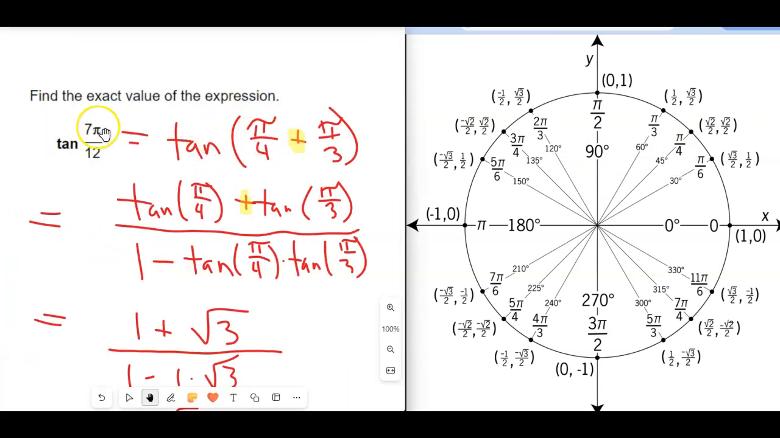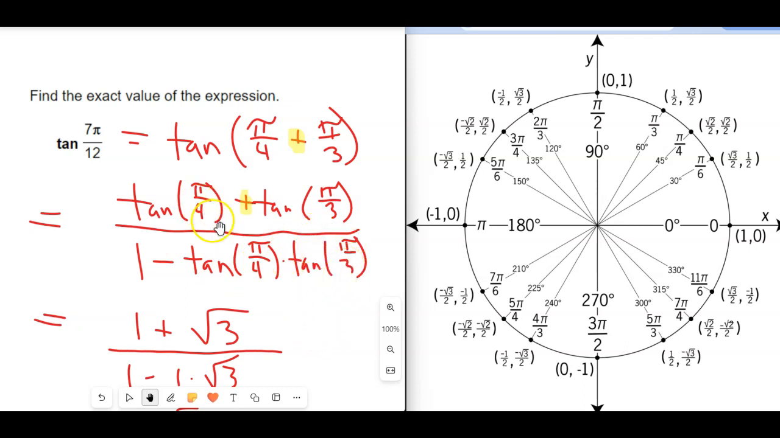So the tangent of 7 pi over 12 is equal to the tangent of pi over 4 plus pi over 3. Because that's a plus there, we get a plus in the numerator and switch signs in the denominator. This is the tangent of pi over 4 plus the tangent of pi over 3. In the denominator, we do 1 minus, and then multiply these together instead of add: the tangent of pi over 4 times the tangent of pi over 3.